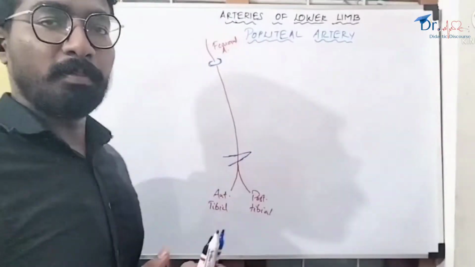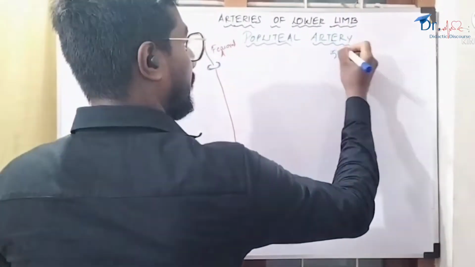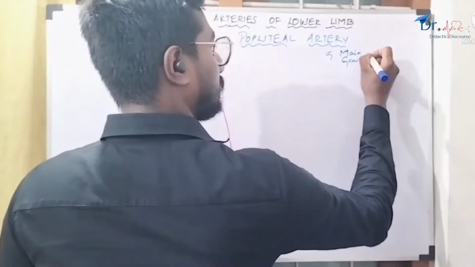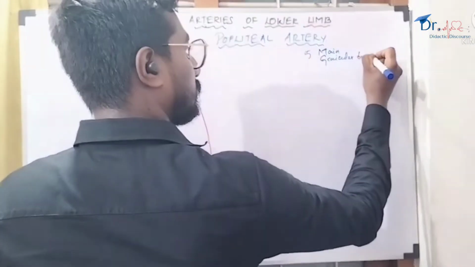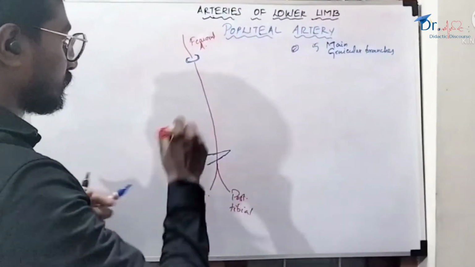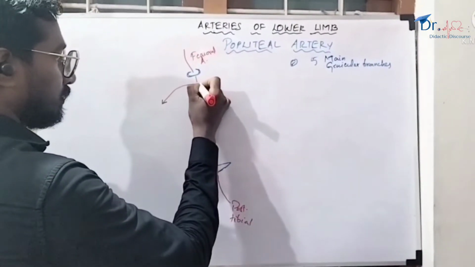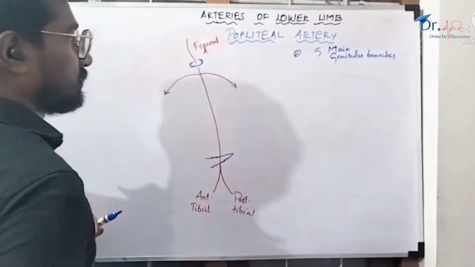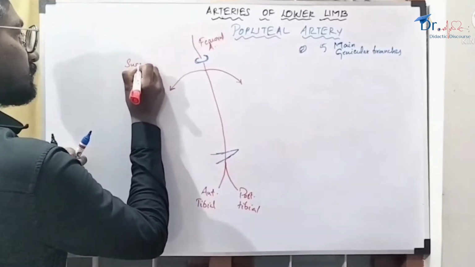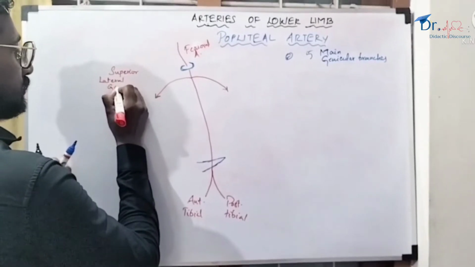So now we'll learn about the branches of the popliteal artery. The popliteal artery has 5 main genicular branches. The first 2 branches are the superior lateral genicular branch and the superior medial genicular branch. So the first one is the superior lateral genicular artery.